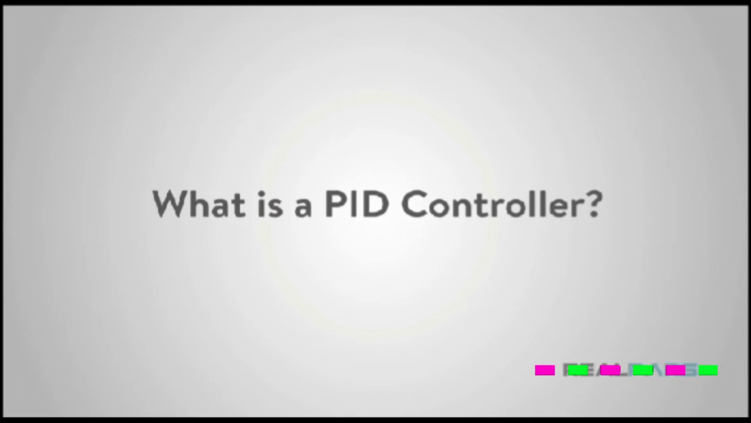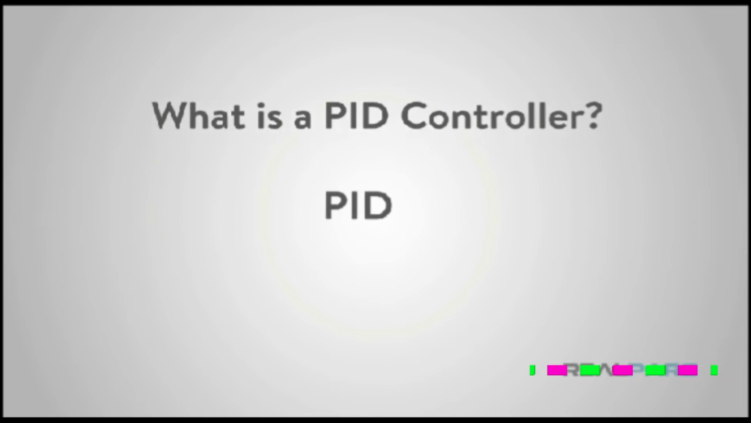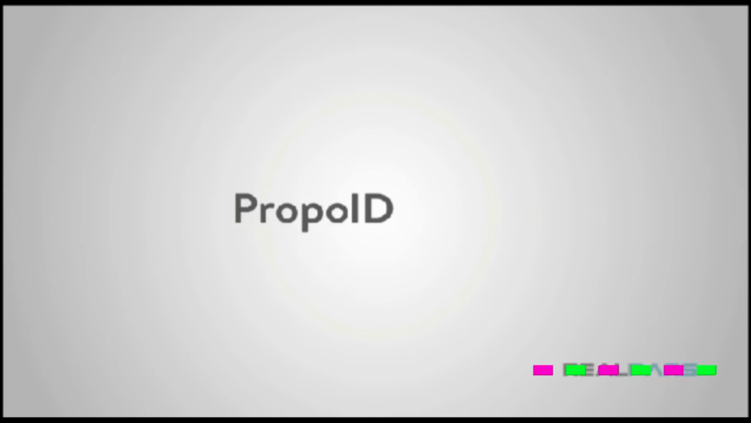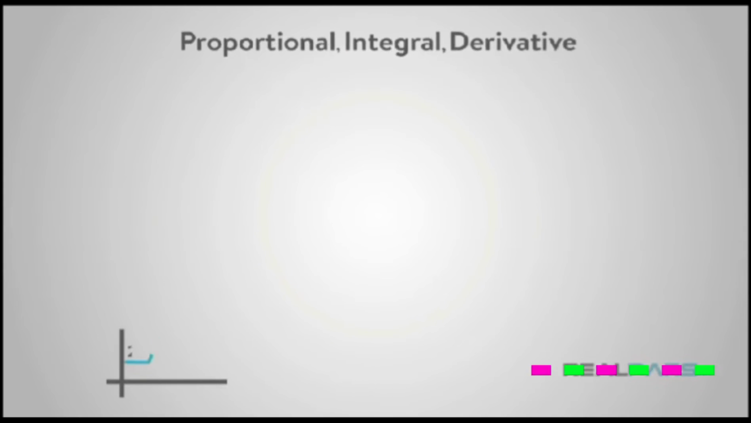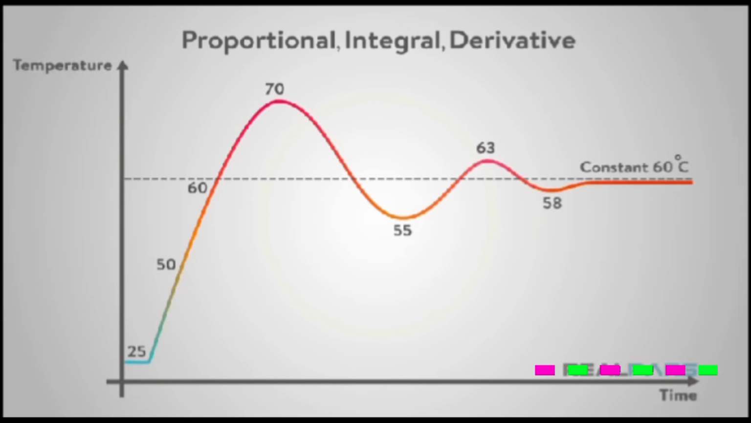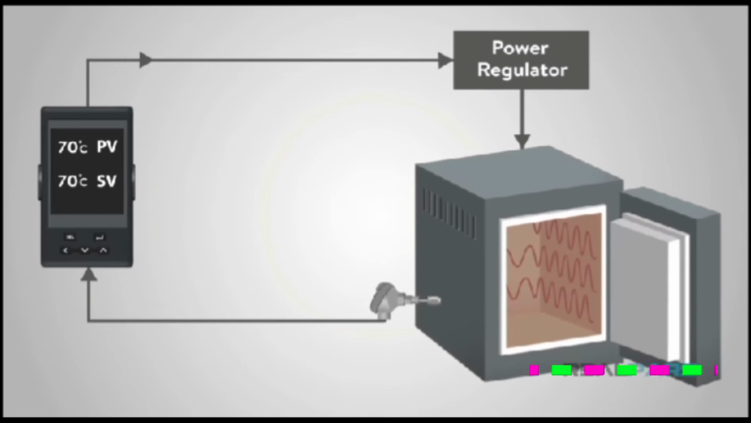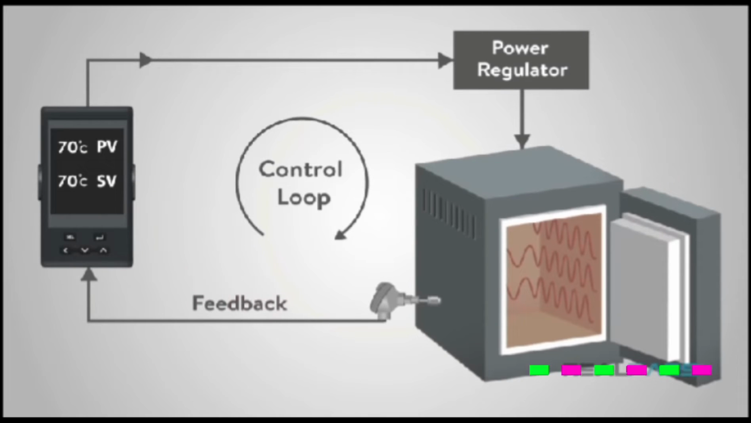So what is a PID controller? It is an acronym that stands for proportional integral derivative. If you need to keep something constant, like a temperature for example, then this is the way to do it. Essentially, it uses a control loop feedback to ensure the output wanted is what you will get.